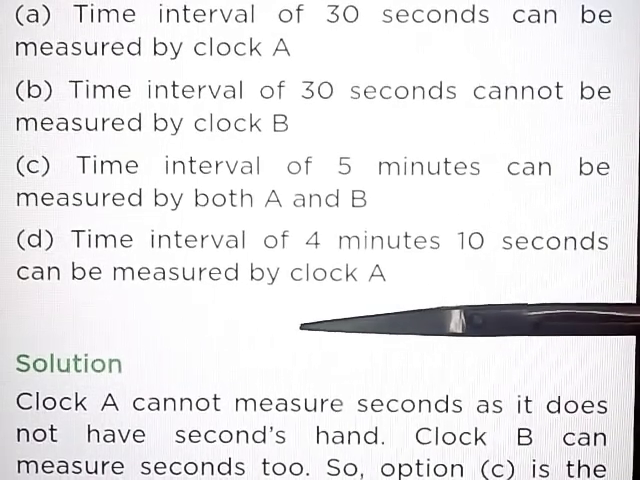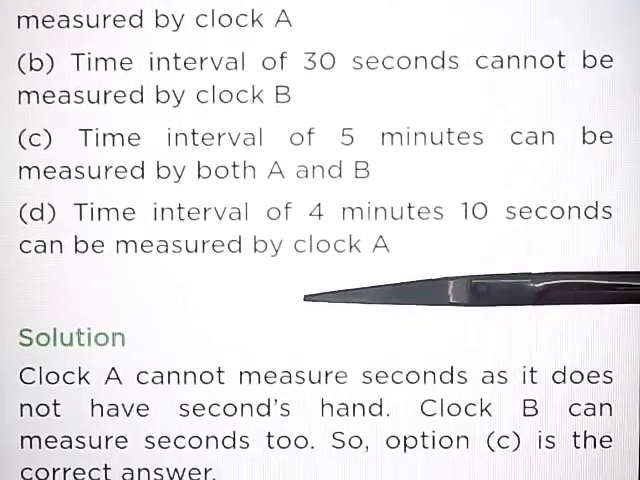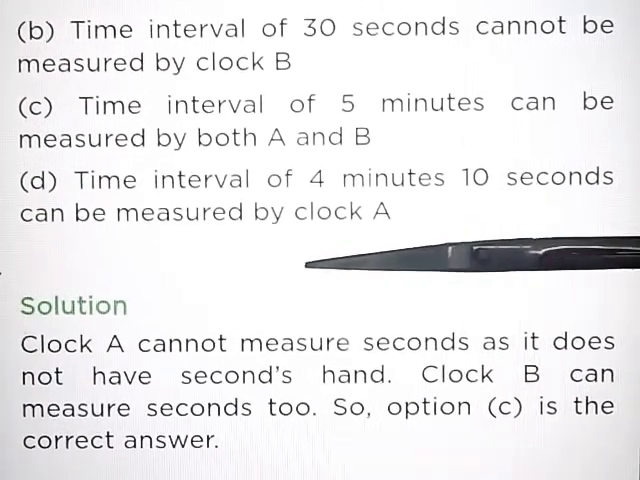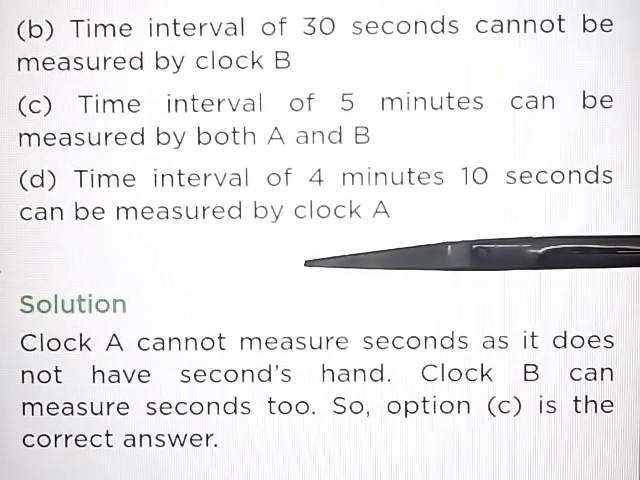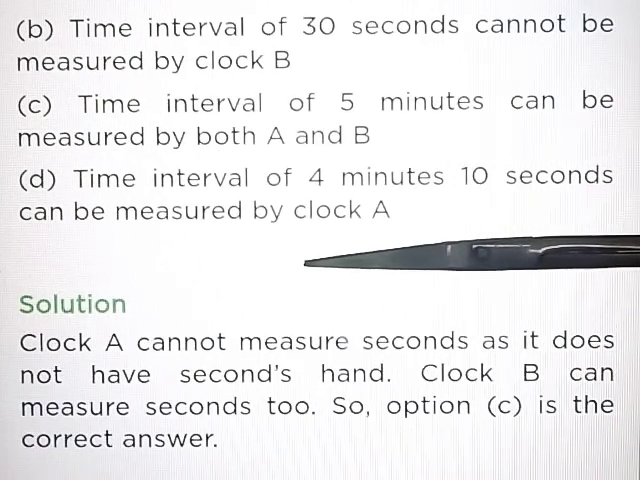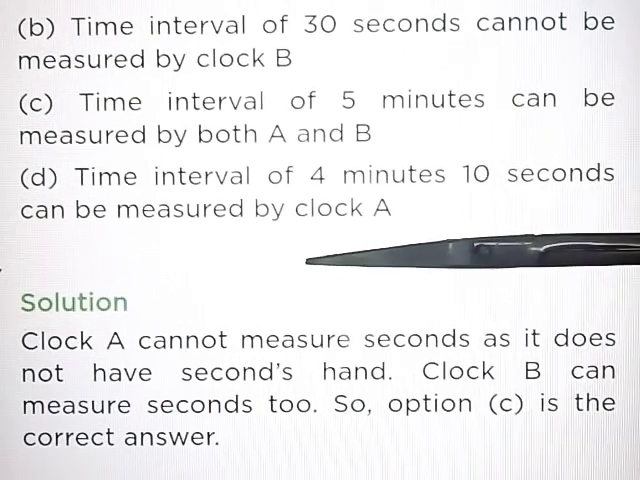Part B. Time interval of 30 seconds cannot be measured by clock B. Part C. Time interval of 5 minutes can be measured by both A and B. Part D. Time interval of 4 minutes and 10 seconds can be measured by clock A.